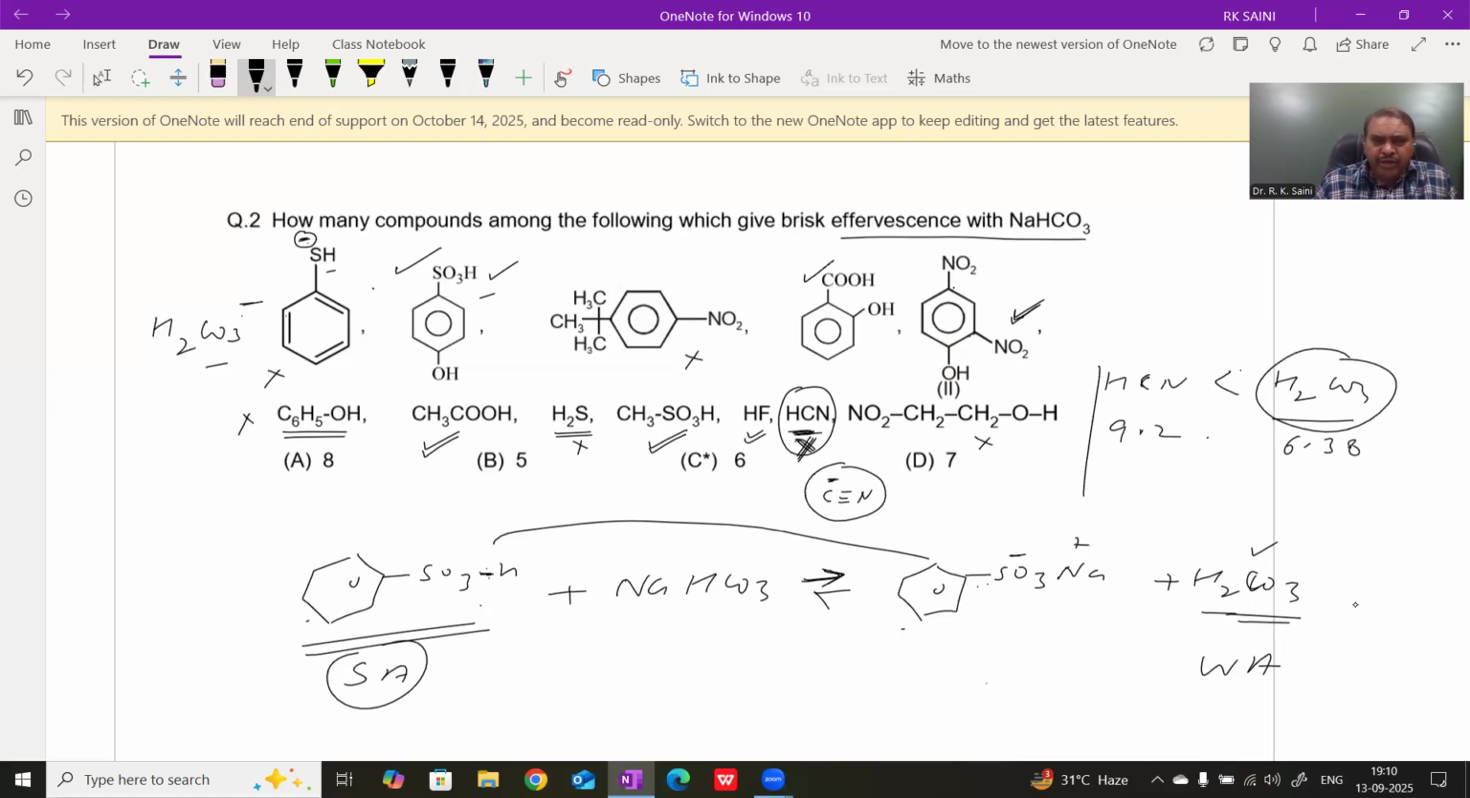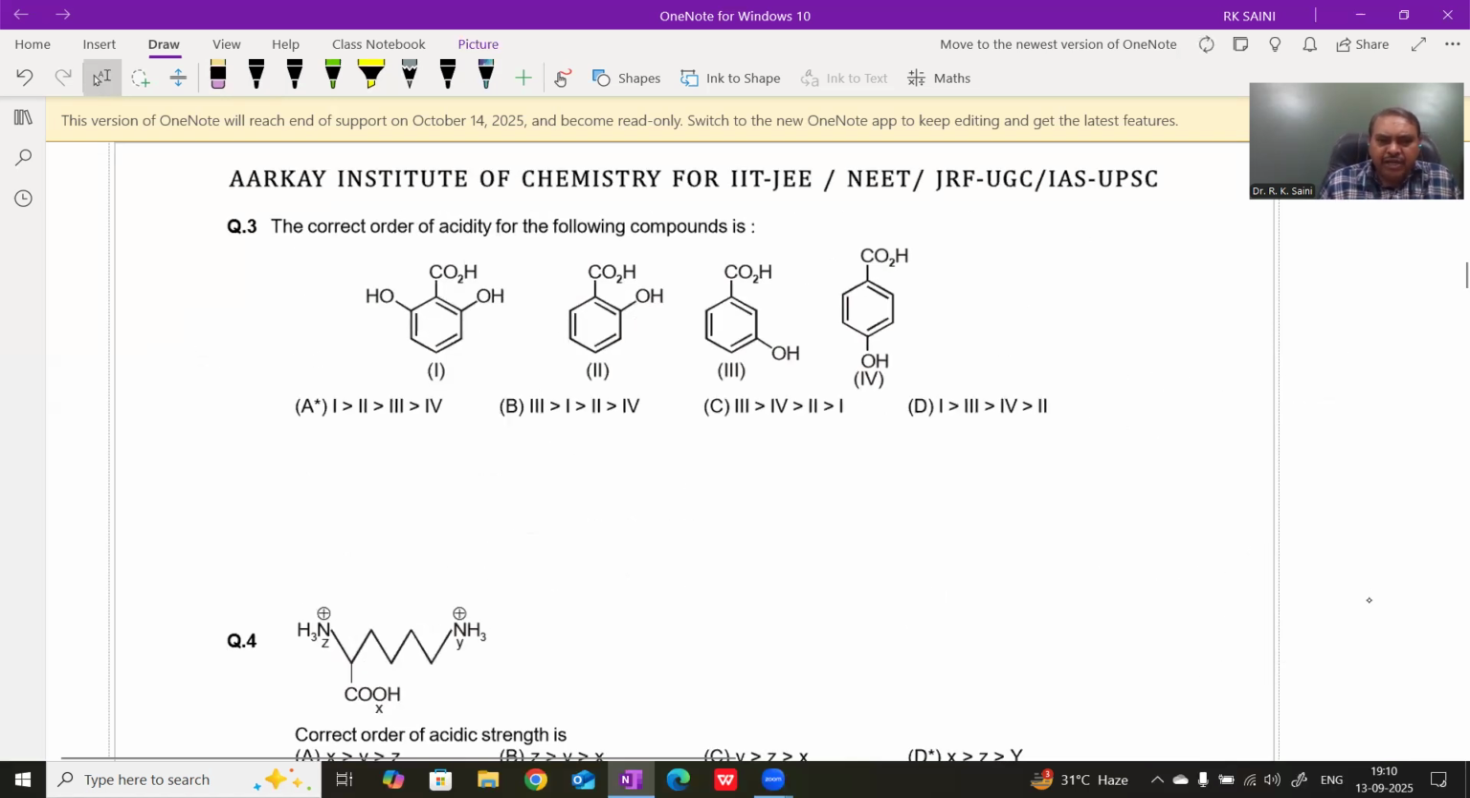Alcohols do not evolve, and hence these 1, 2, 3, 4, 5 and 6 acids evolve CO2, or Briggs effervescence, with sodium bicarbonate. Question next. Correct order of the acidity.